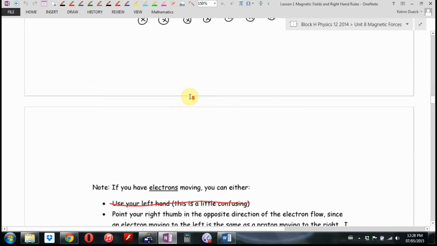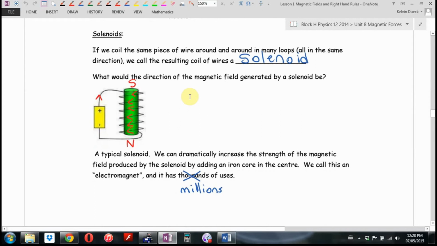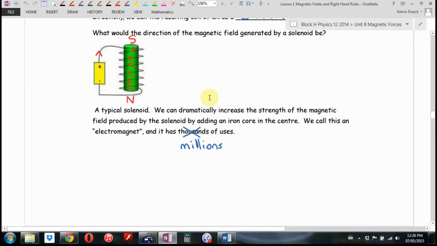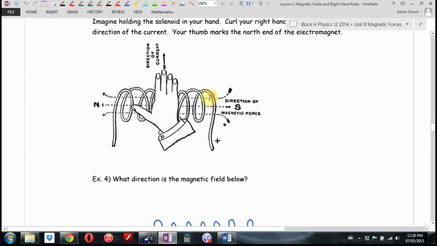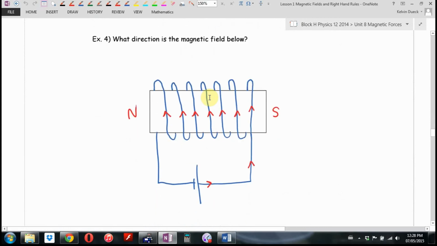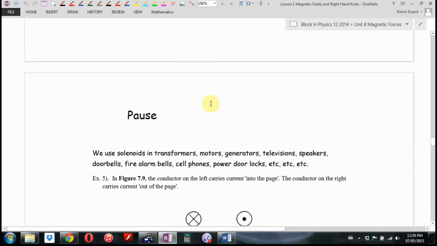Then we said you could wrap a bunch of wires together. We called that a solenoid. I said there were millions of uses. And for a solenoid, that gives you a much greater amplified magnetic field. We said if you wanted to figure out the direction of the magnetic field from a solenoid, you held the solenoid in your right hand. You curled your fingers in the direction of the current. Your thumb pointed north. And we paused here.